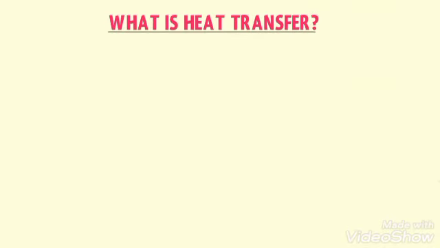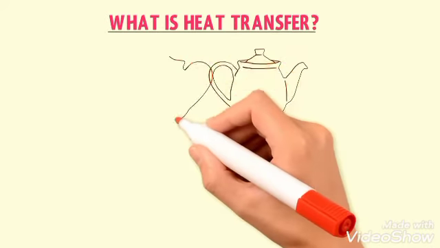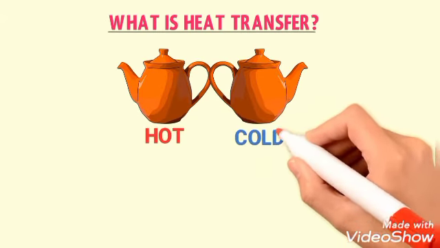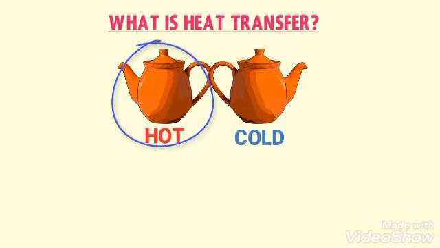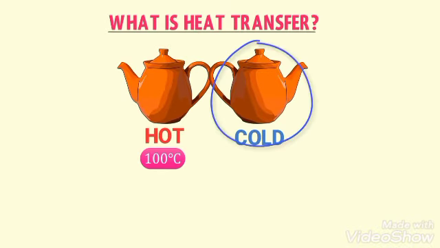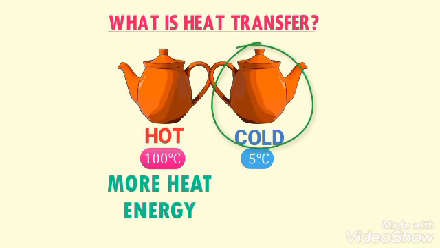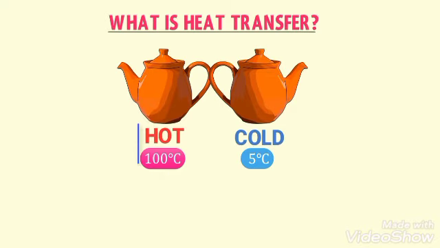Heat transfer and temperature. Let's consider two objects. Let this object be hot and this object be cold. The temperature of this hot object is 100 degrees centigrade and the temperature of this cold object is 5 degrees centigrade. This hot object possesses more heat energy than this cold object. That is why the temperature of the hot object is higher than the cold object.